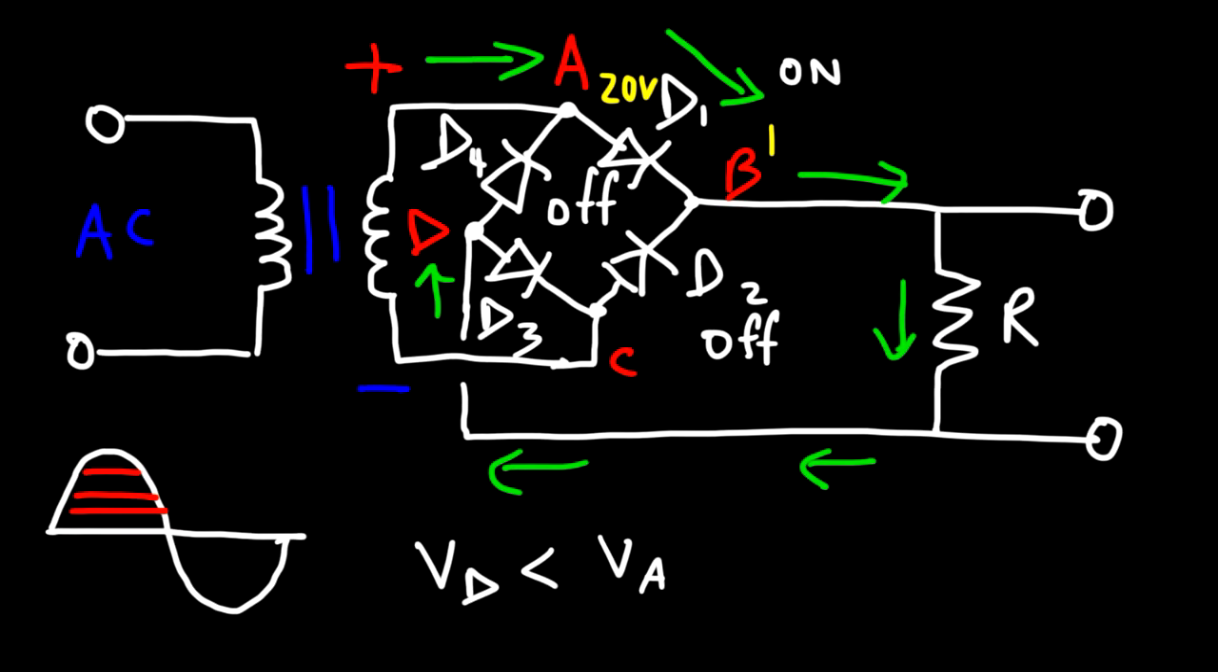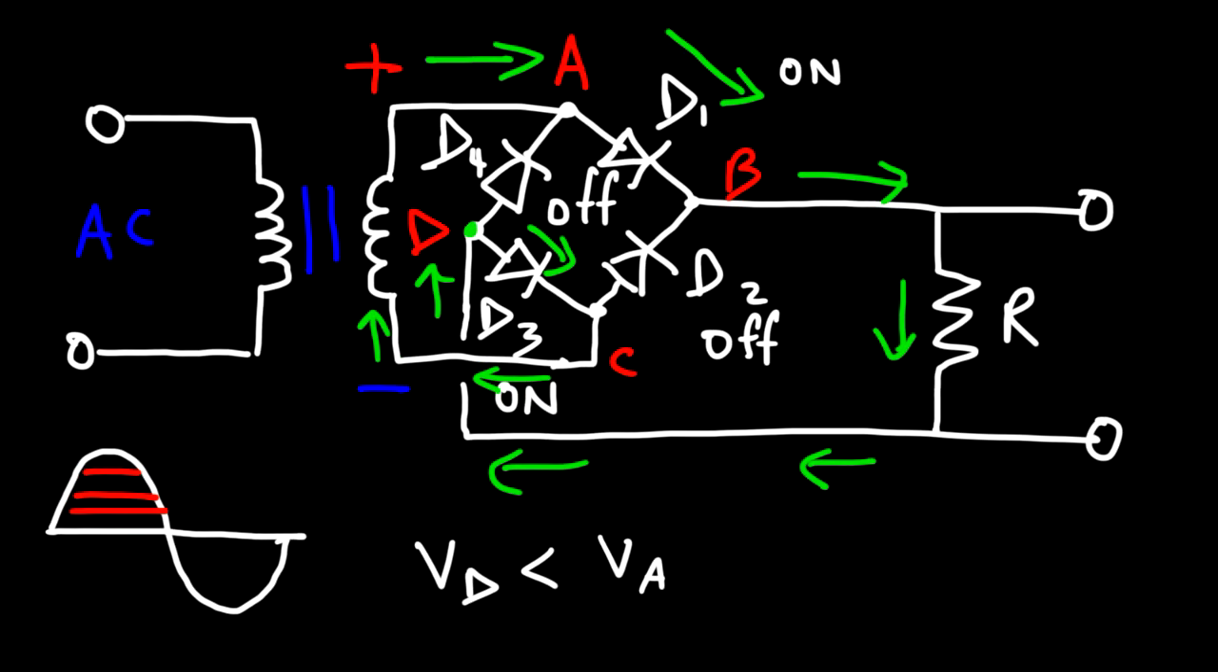It's in the reverse bias state. It's not active. So once the current reaches point D, it's not going to go through D4. So that's not going to happen. Therefore, it has to go through D3. So D3 is going to be in the active state. Then from D3, it's going to reach point C, and then it's going to go back to this transformer. And so that is the direction of the flow of conventional current during the positive half cycle.